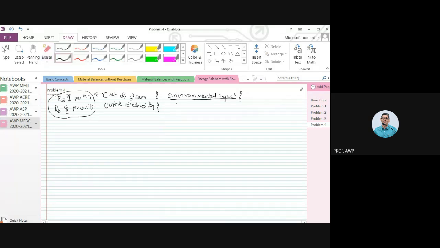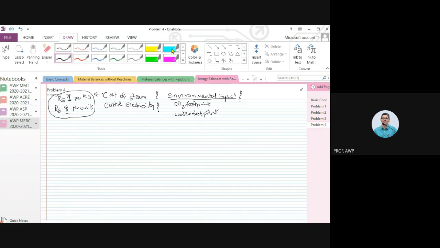So environmental impact, we can think in terms of the CO2 footprint. We can think in terms of the water footprint. Water is a scarce resource. I need to save water because it is useful for drinking, agriculture. So much of our survival depends on water. So how much water am I going to use when I use 1 kg of steam, or how much water do I use up when I use 1 unit of electricity?